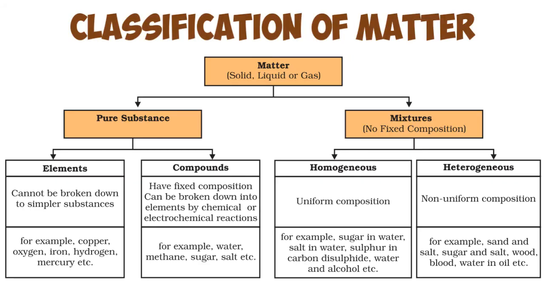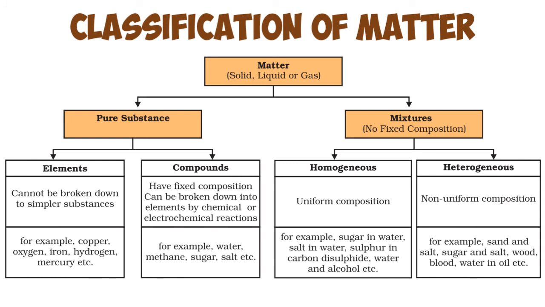What we have learned today? So we start with matter. Matter can exist in the form solid, liquid and gas. It can be divided into two, pure substance and mixture. Pure substance again divided into two, that is elements and compounds. Elements are pure substances that cannot be broken down into simpler substances. For example, copper, oxygen, iron, hydrogen, mercury, etc. And what about compound? They have fixed composition and can be broken down into elements by chemical or electrochemical reactions. For example, water, methane, sugar, salt, etc.